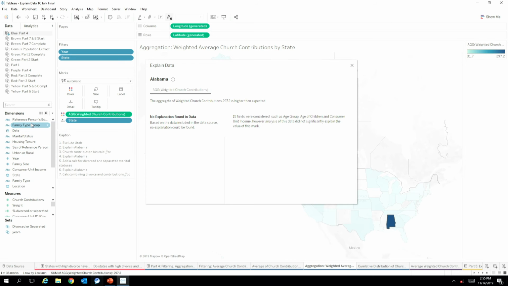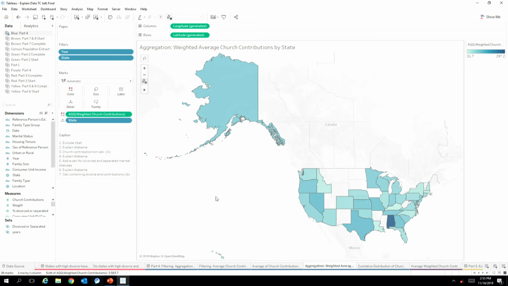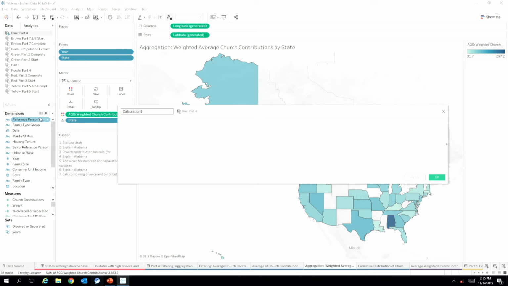So with ratio calculations, in the current version of Tableau, this probably won't be true for long, it only looks at dimensions as potential explanations for ratios. And so if I take measures and create bins out of them, they may then appear as explanations. So one thing that I'm going to do here is create a bin calculation that splits up the church contributions.